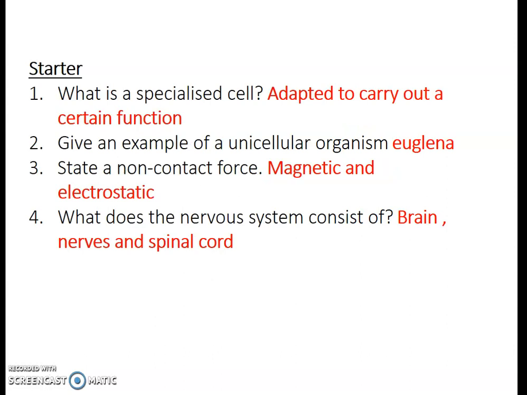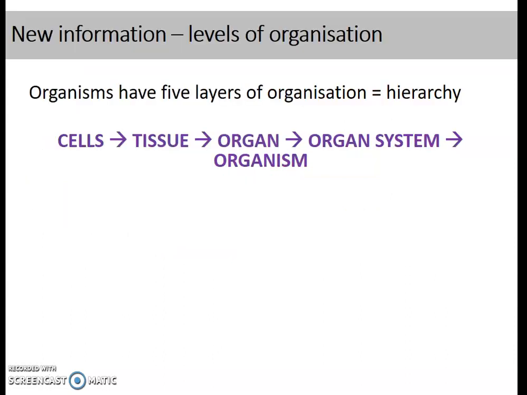So, the first one, specialised cell, that means it's adapted to carry out a certain function. An example of a unicellular organism is a Euglena. State a non-contact force is magnetic and electrostatic. There's some examples you could have. And what does the nervous system consist of? The brain, nerves and spinal cord.